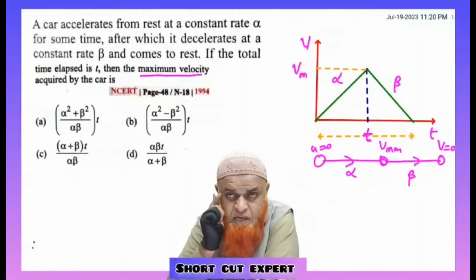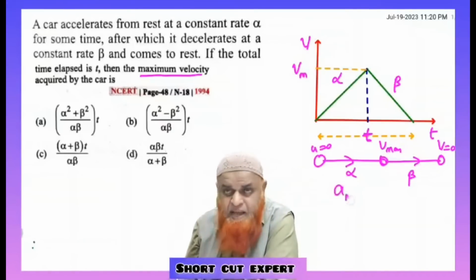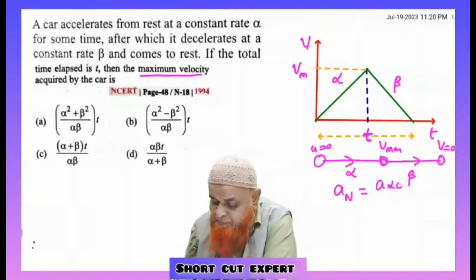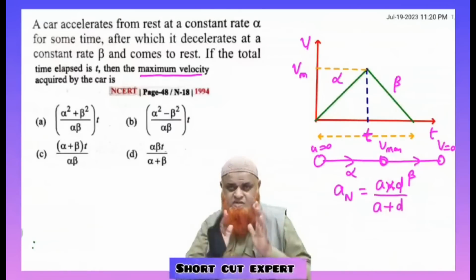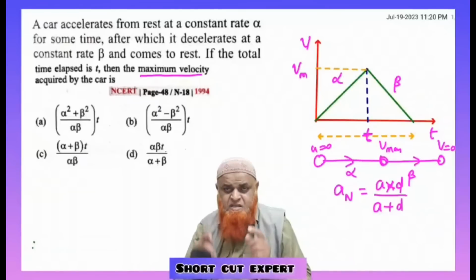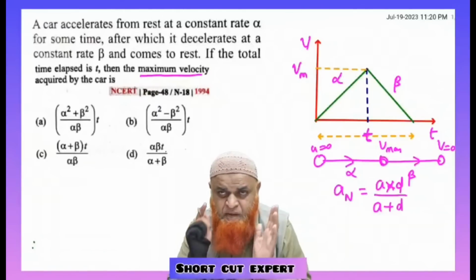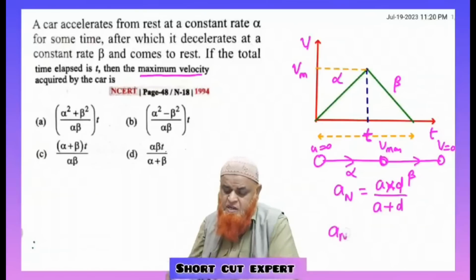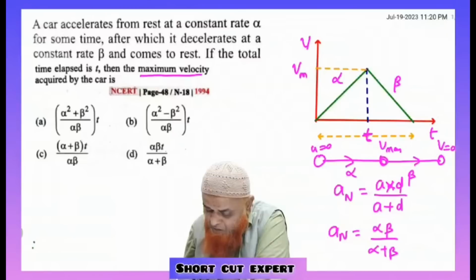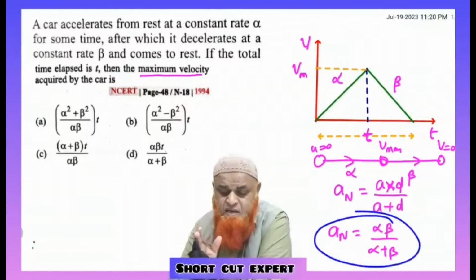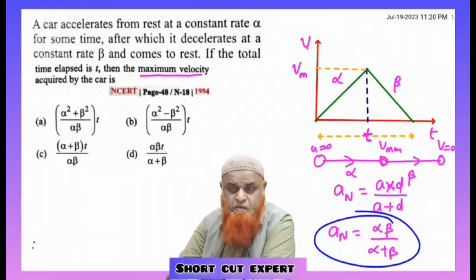In these cases, remember the simple logic that you can find out net acceleration. Very simply, net acceleration is the product of acceleration and deceleration divided by the sum of acceleration and deceleration. You just remember this simple logic. So here a net is going to become alpha beta by alpha plus beta. That's it. Your work is done. It's over now. So you can find out velocity if you want.